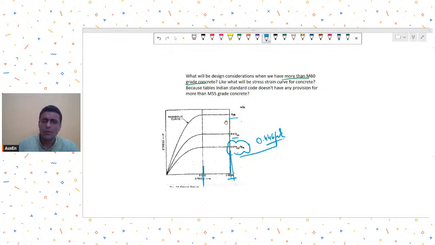So over here grade of concrete will not change anything as such. Over here grade of concrete is not going to change anything as such. All right, so the stress strain curve remains the same. You can use the same stress strain curve.